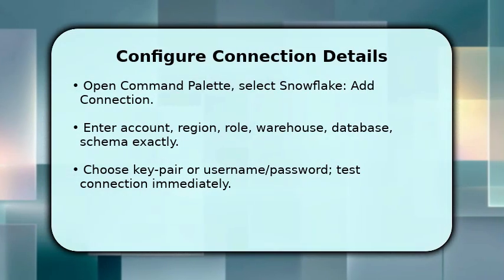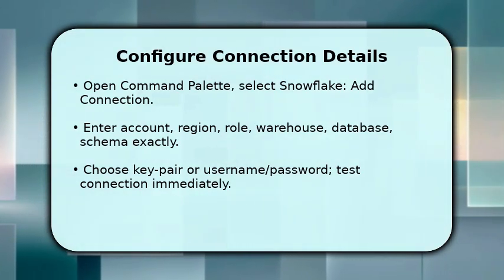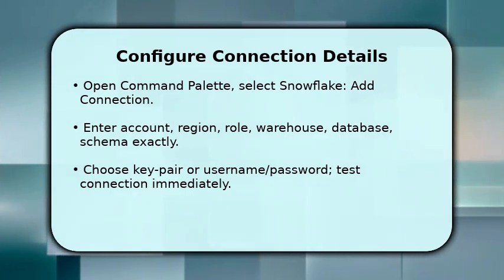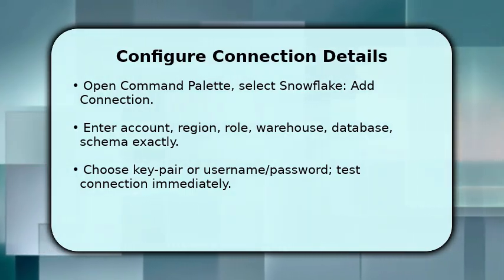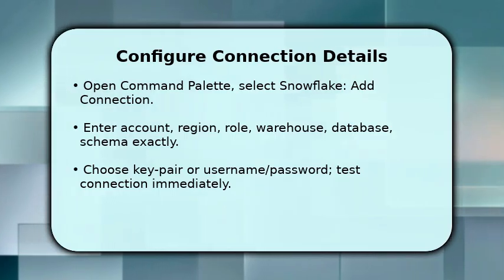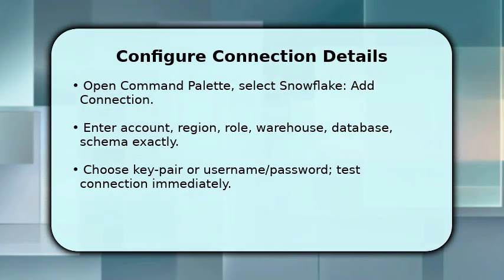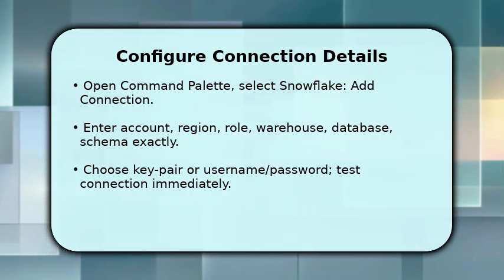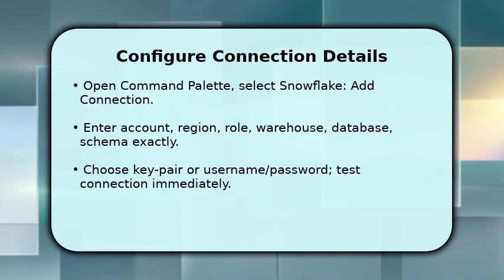You now configure the connection within VS Code. First, open the command palette and choose Snowflake: Add connection. This prompts fields for account, region, and virtual warehouse. Then enter database, schema, and role so your session starts in the right context. Choose authentication method. Upload your private key or paste credentials.